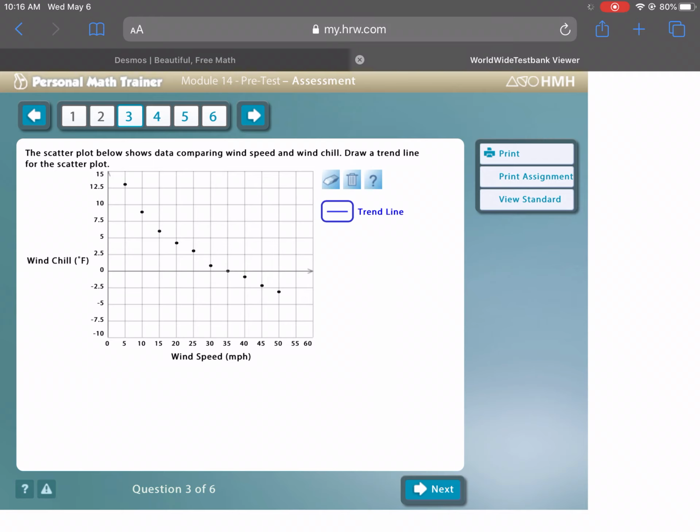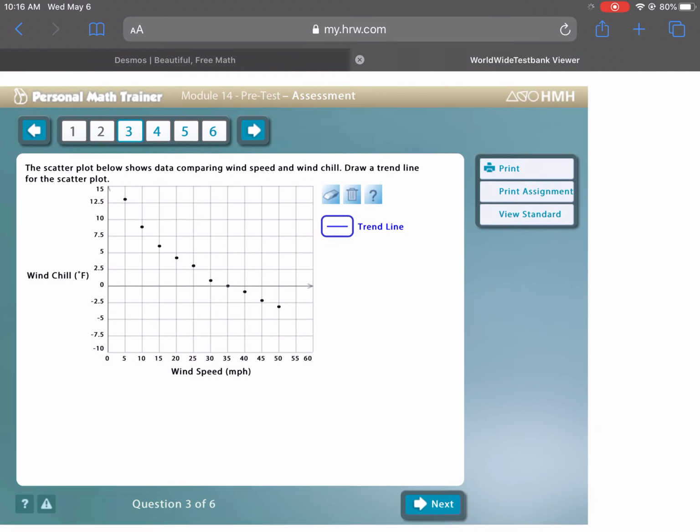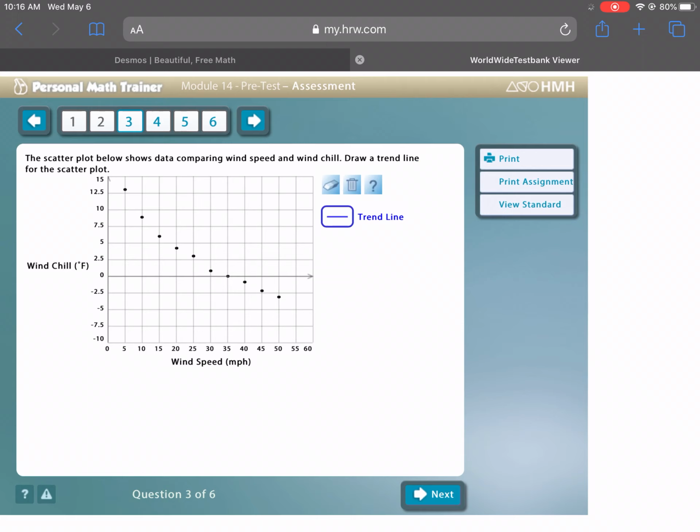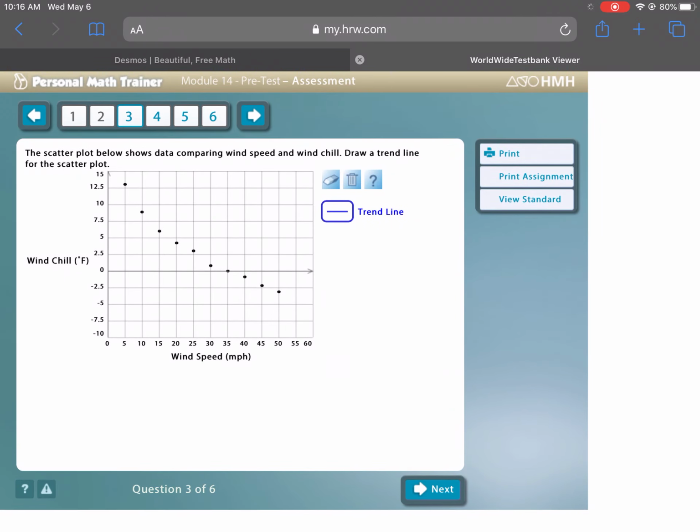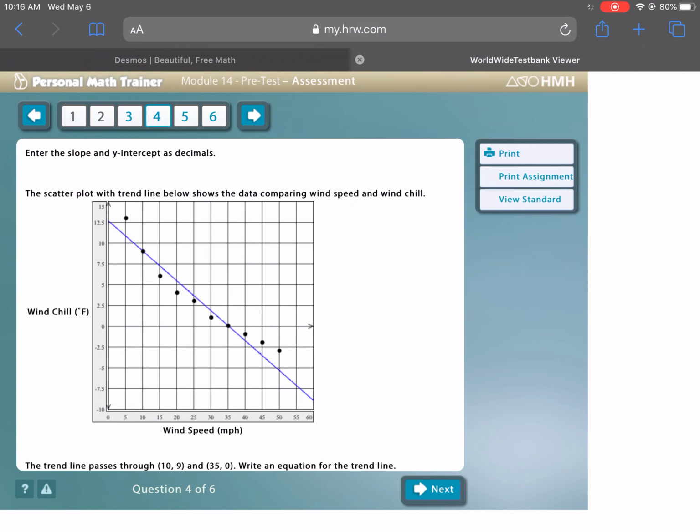This is kind of harder to do on an iPad. Apparently it's not working on the iPad. Okay, so I'm just going to skip this one. But the trend line should be basically a straight line here. Yeah, it's not letting me draw, sorry. All right, so the next one, this is kind of what the trend line should look like.